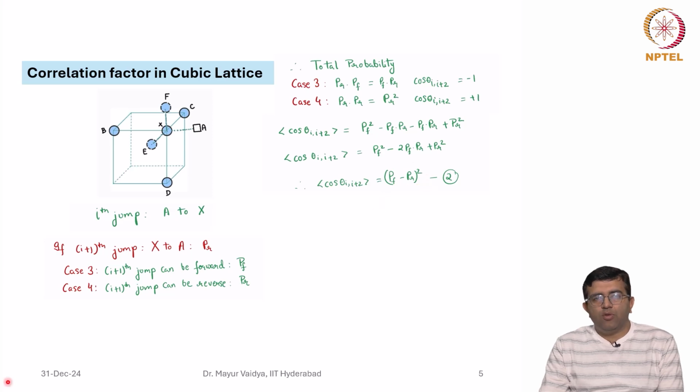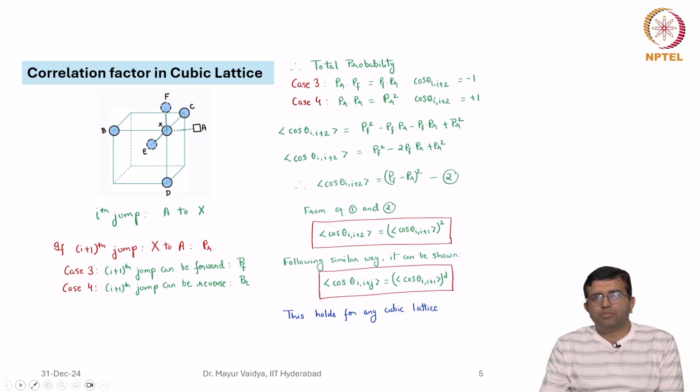Now, if you recollect from equation 1, PF minus PR was nothing but the average of cos theta I plus 1. So therefore, you have the average of cos theta I plus 2 equal to the average of cos theta I plus 1 to the whole square. And following the similar extension, we can show that the average of cos theta I plus j is equal to the average of cos theta I plus 1 to the power of j. And although we have demonstrated this for a simple cubic lattice, this holds for any cubic lattice.